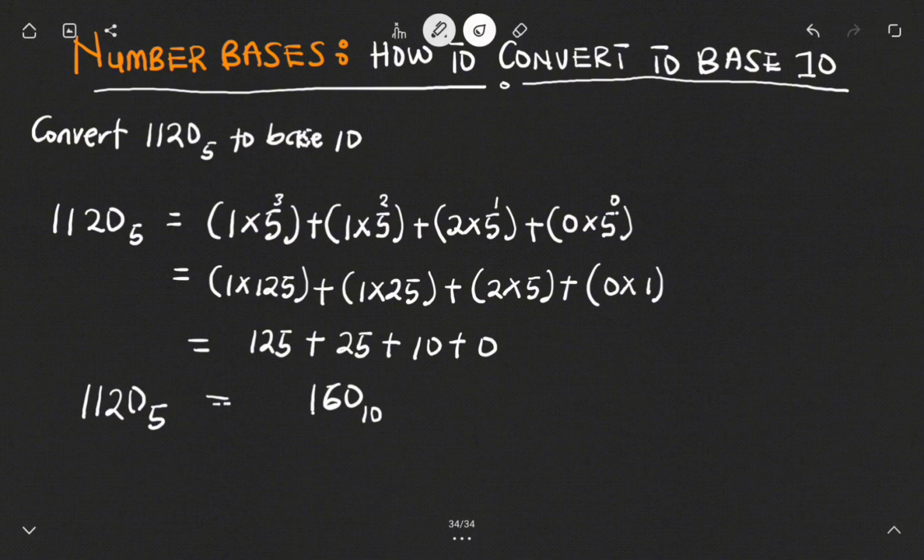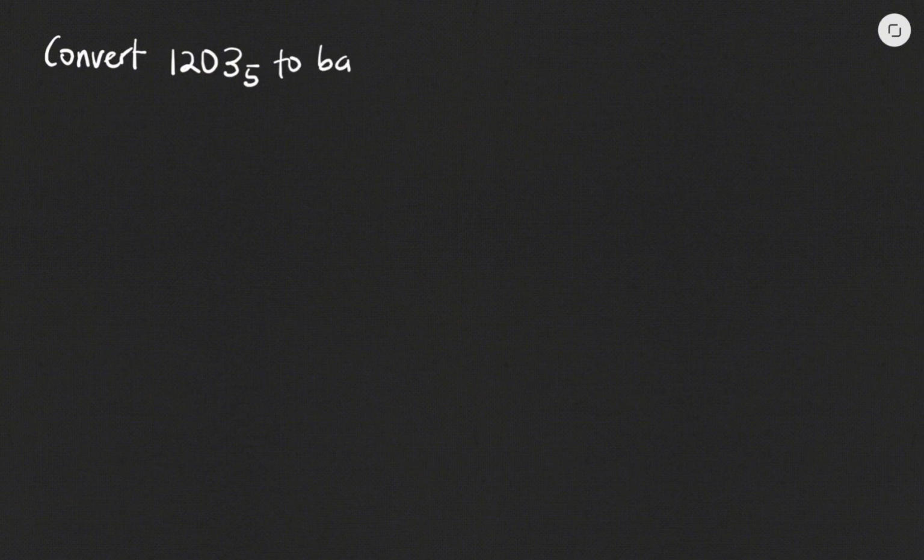All right, let's have a look at another example. We are to convert 1230 base 5 to base 10 numeral. Let's proceed to look at our solution. So we have 1203 base 5 to base 10 numeral.